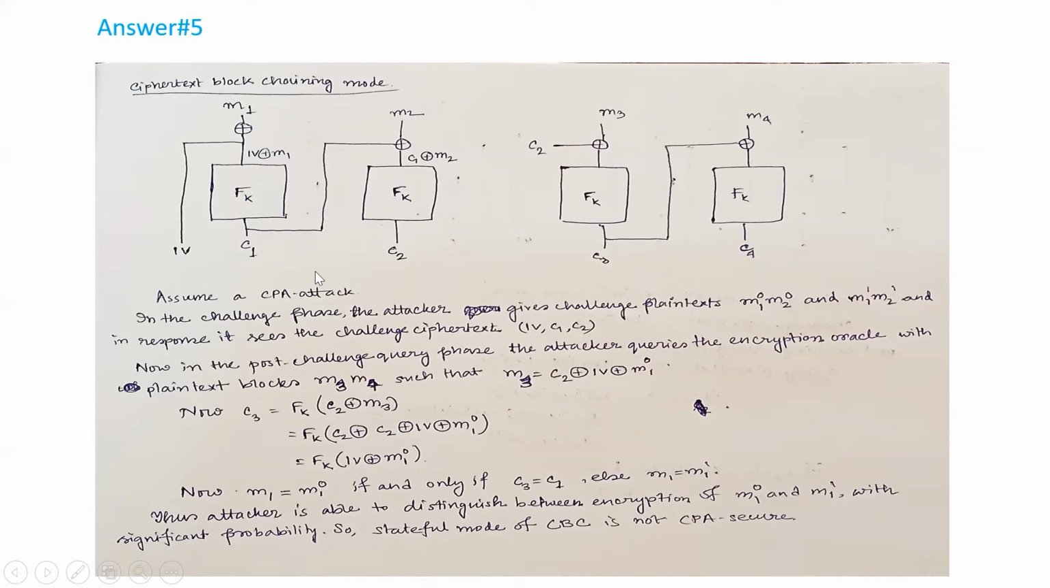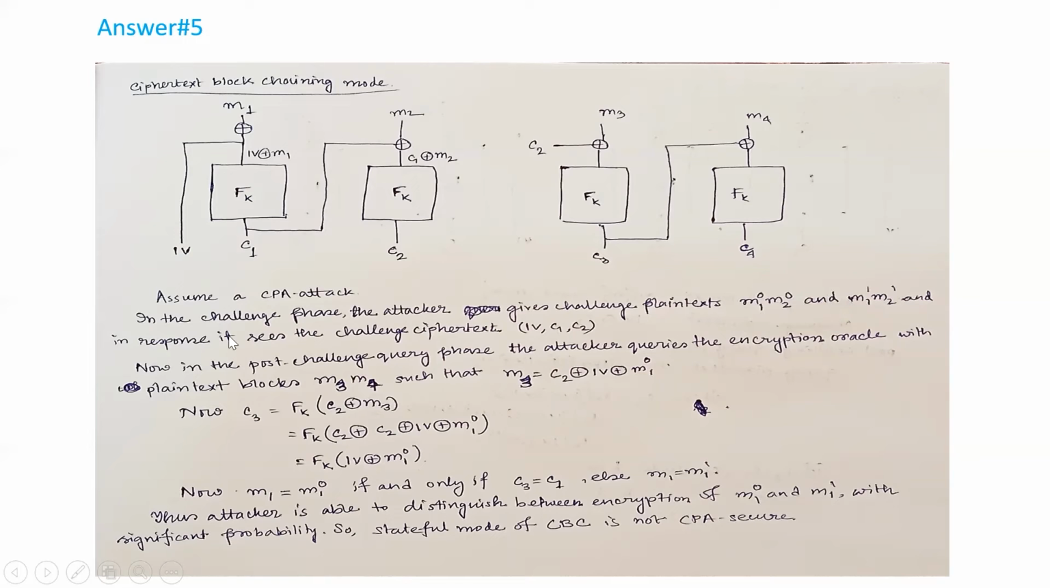Why? So let's show a CPA attack in this scenario. In our CPA attack, we will first see the challenge phase. There is no pre-challenge query phase. We will directly see the challenge phase, and then the post-challenge query phase. Let's say in the challenge phase, the attacker gives the challenge plain texts M10, M20, and M11, M21. That means this is one value of the M1, M2 plain text blocks, and this is another value of M1, M2.